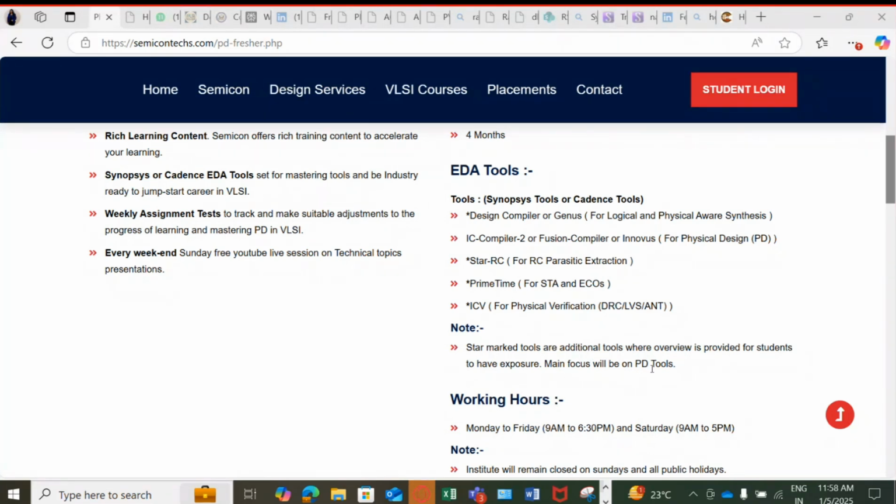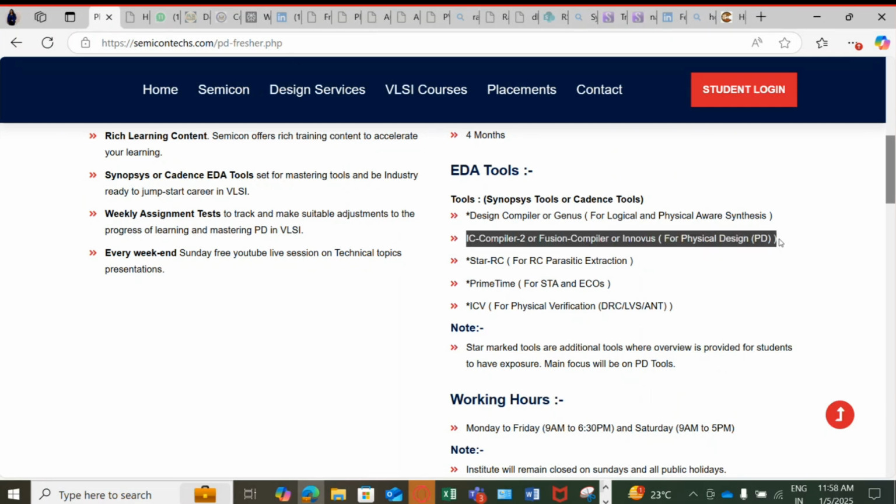Main focus will be on PD tools. What are PD tools? IC Compiler 2, Fusion Compiler, Innovus. These are the PD tools. So the main focus in the 4 months will be on these tools. Because this is mainly a physical design course, but at the end you will also have exposure to synthesis tools, parasitic extraction, STA and ECOs, and physical verification.